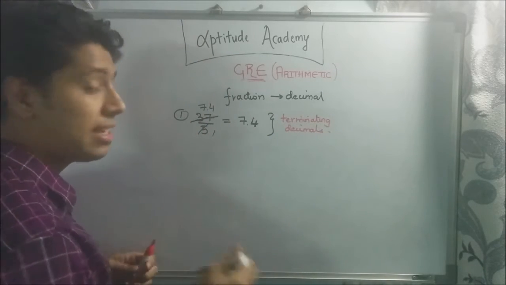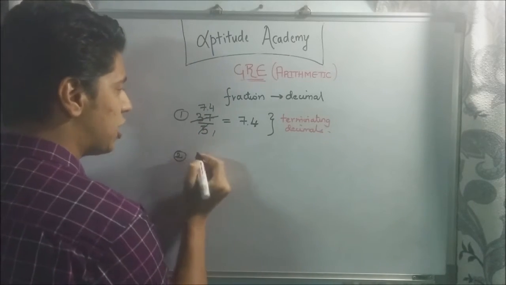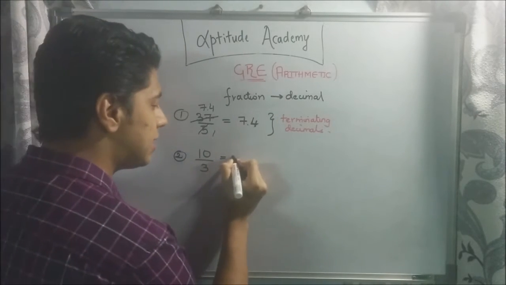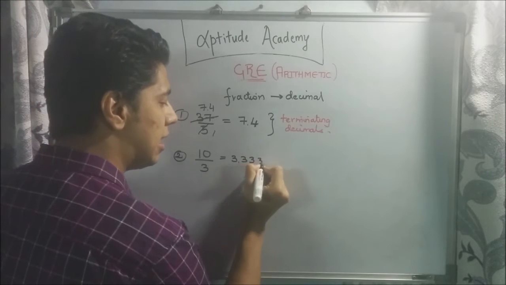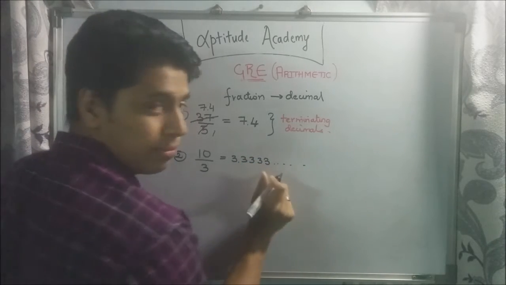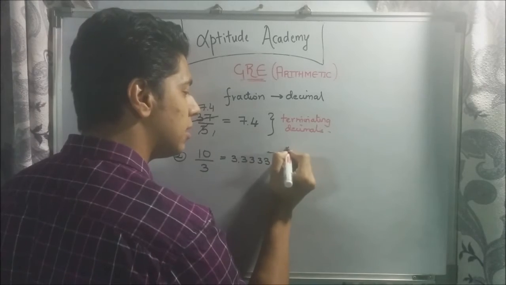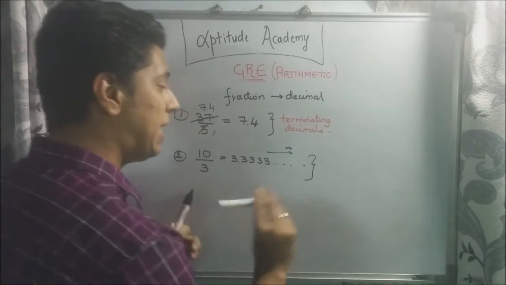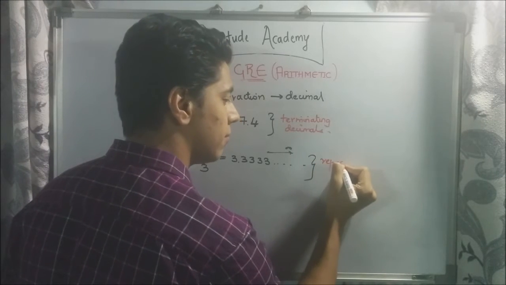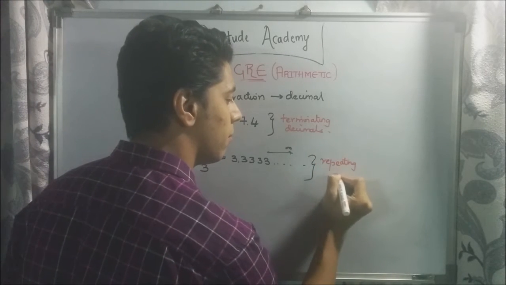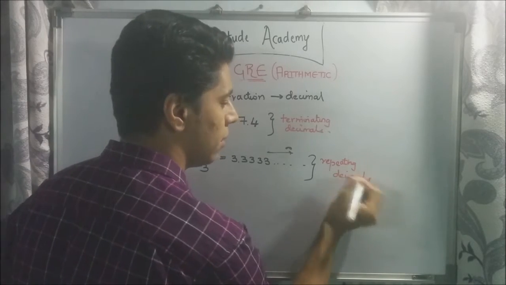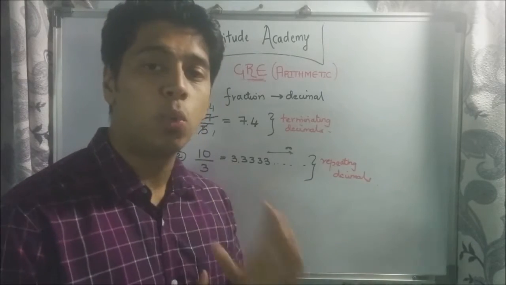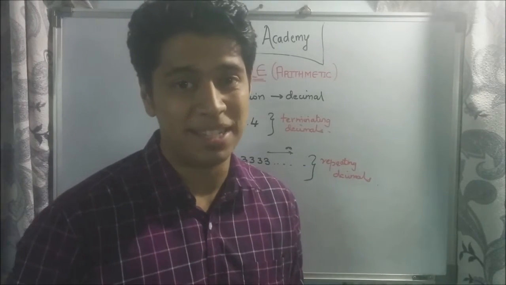Now, there's another scenario that can occur. Suppose you have a fraction like 10 over 3. The answer for this is 3.3333. It keeps going on. We have an infinite number of 3s in this decimal. These are called repeating decimals. Terminating decimals and repeating decimals are both clubbed into one set, and they are known as rational numbers.